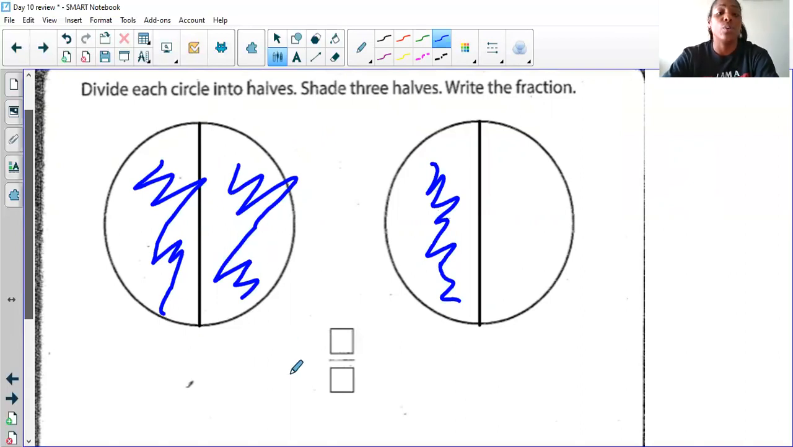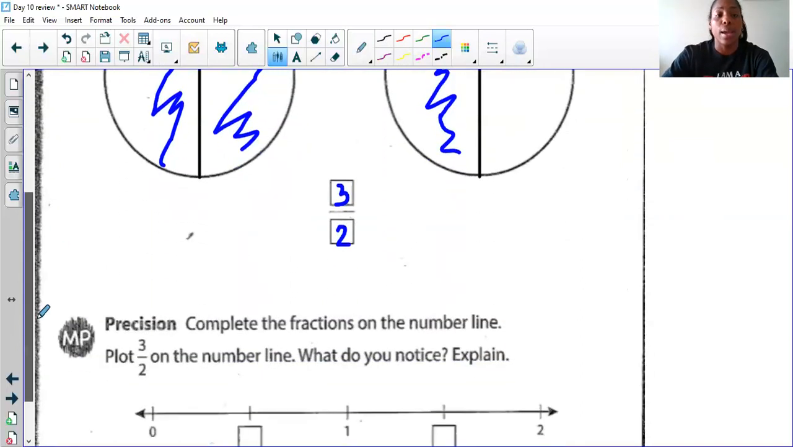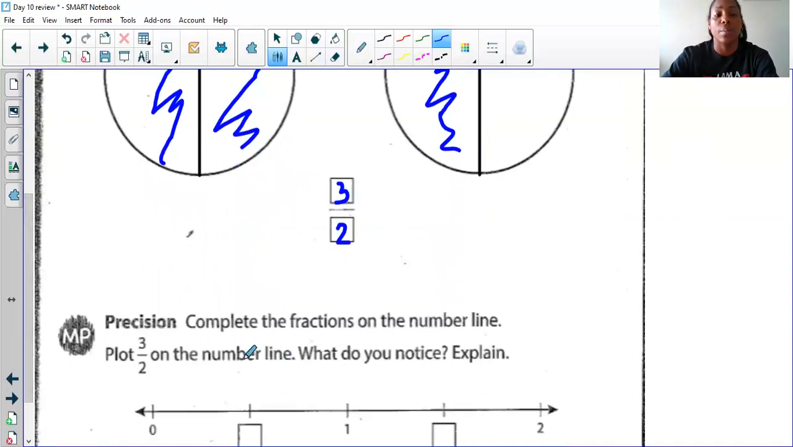So that's the one fraction that I'm focusing on. I know that I see 2 halves, so my denominator is going to be 2. Now, what I'm going to do is count all of these parts right here. So how many parts are shaded in all? I see 1, 2, 3. So this will read 3 halves. Do you see that? Good. Now, complete the fractions on the number line.